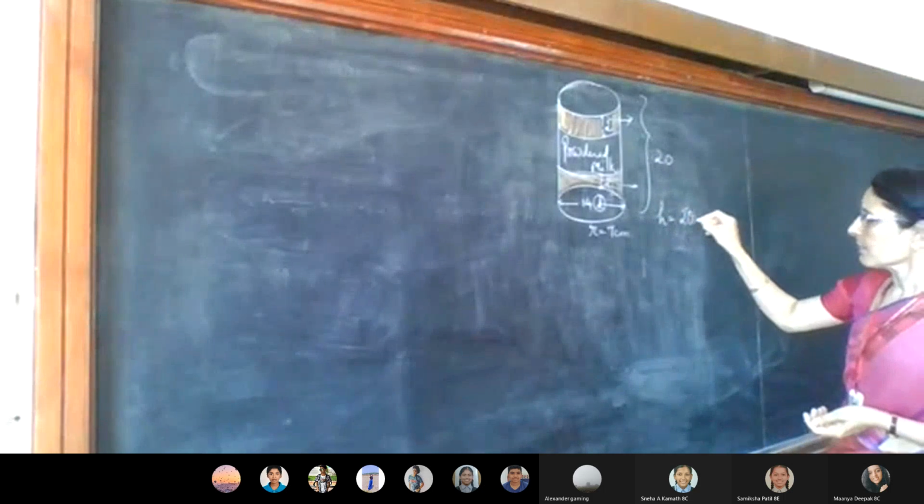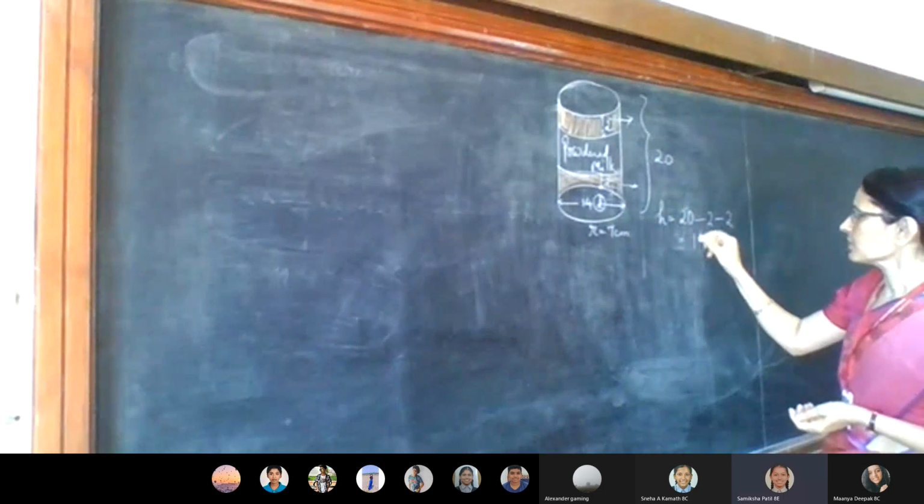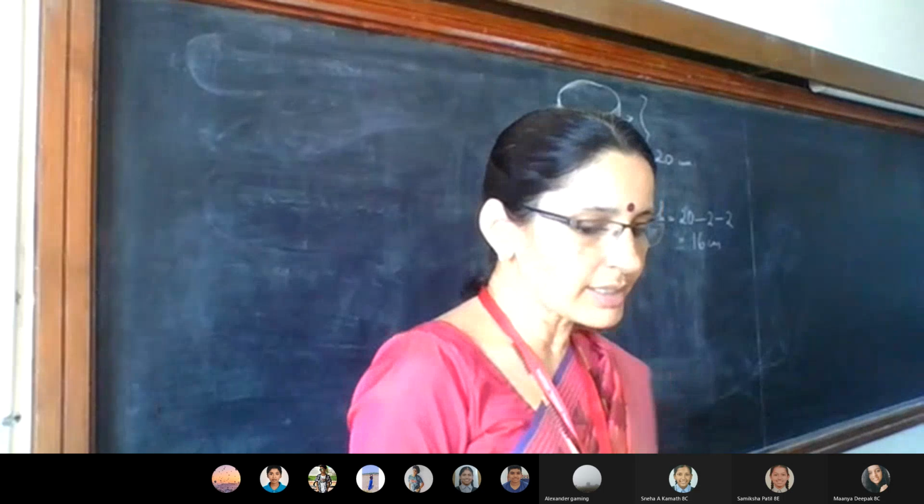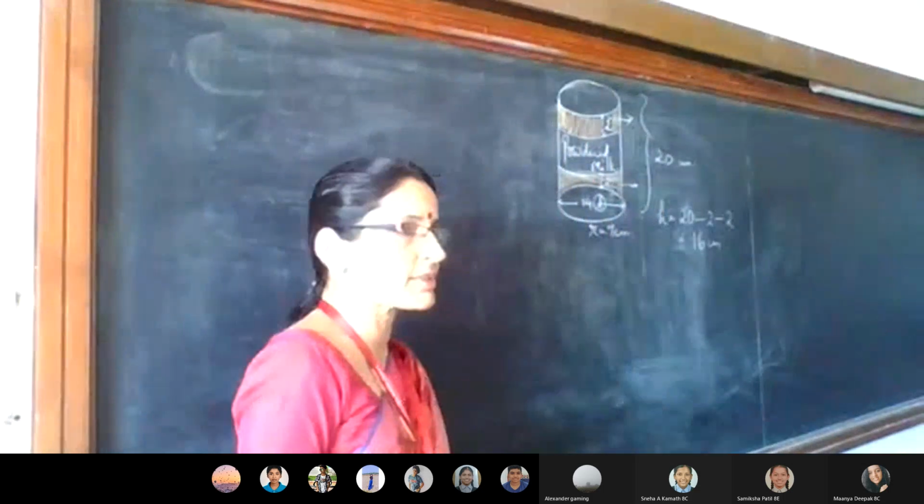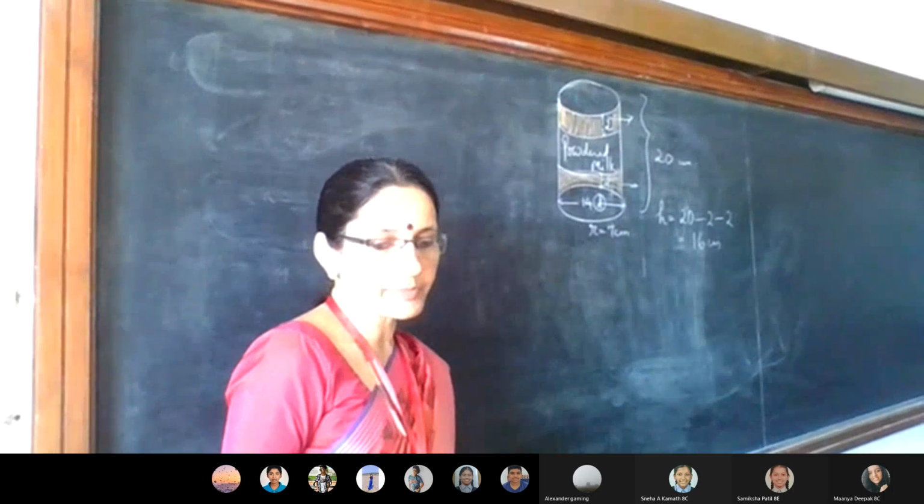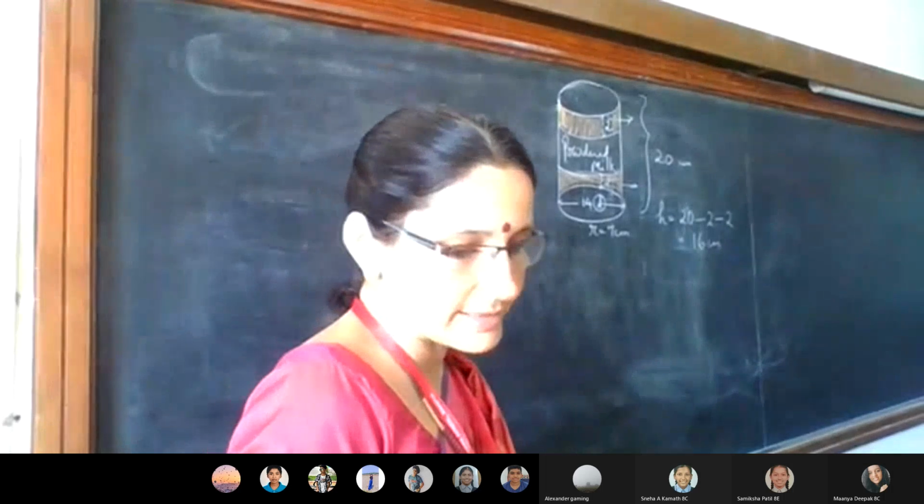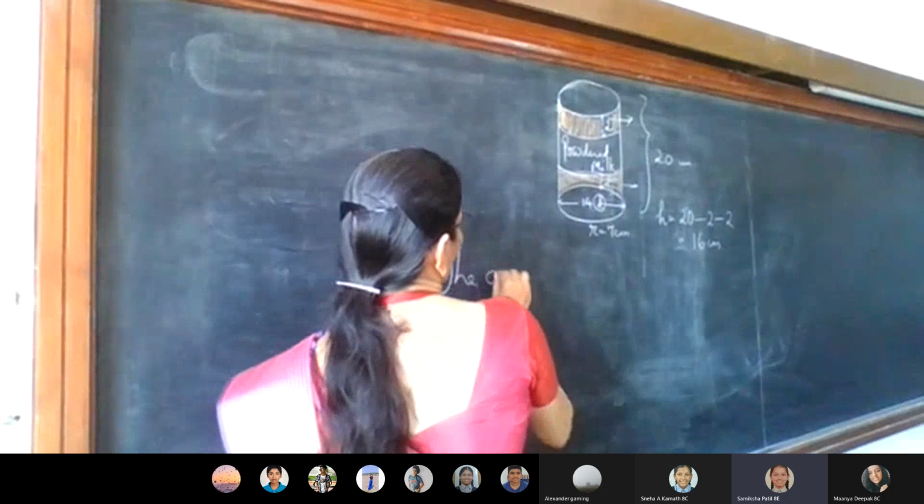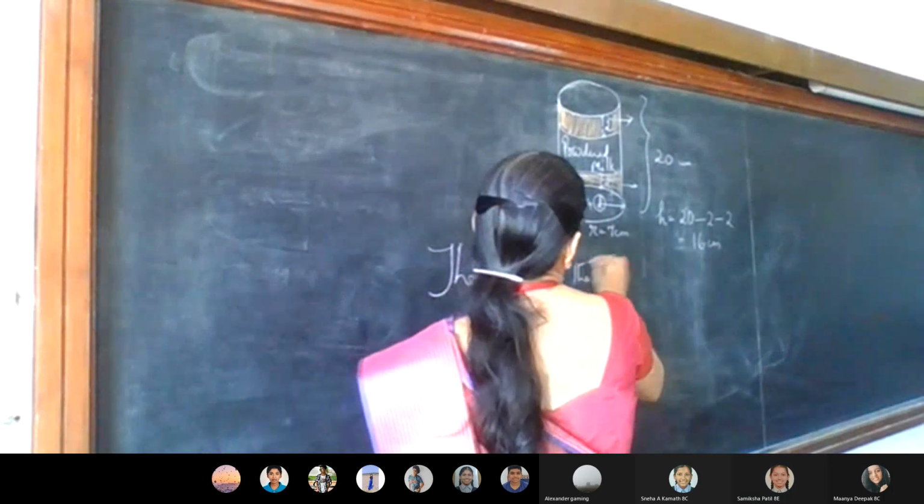So what should be the height? We need to count. H should be 20 minus 2 minus 2. This should be 16 centimeter. Then find LSA. Just try to find it. 2 pi R H. 2 into 22 by 7 into R is 7, H is 16. Find how much it is. Do calculate yourself. R is 7, so 7 and 7 cancel. Easy. 44 into 16.